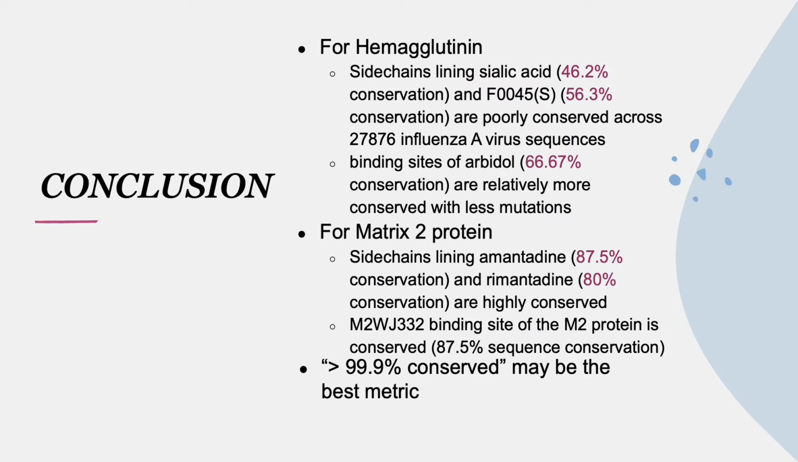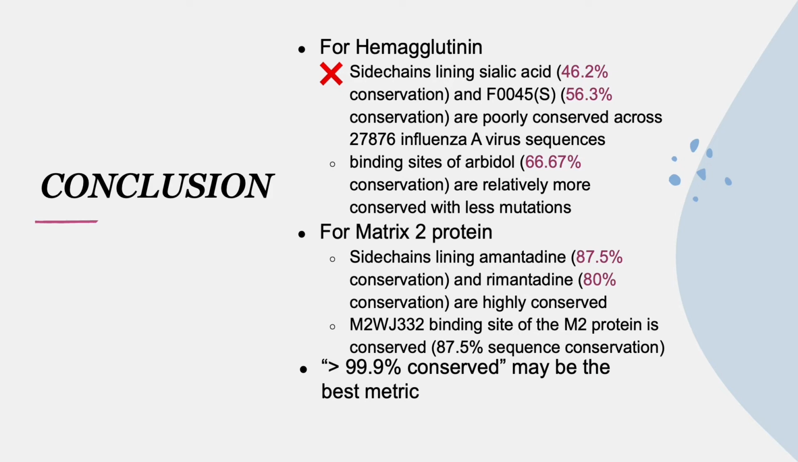The hemagglutinin may be a relevant therapeutic target, and its receptor binding sites are preferred targets for broadly neutralizing antibodies. However, it is found that the side chains lining sialic acid and F045 are poorly conserved, with 46.2% and 56.3% conservation across 27,876 influenza A virus sequences, respectively, indicating that this site is not favorable for the discovery of pan-influenza A virus inhibitors.